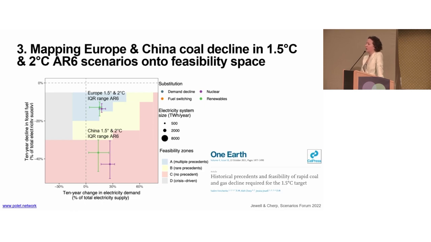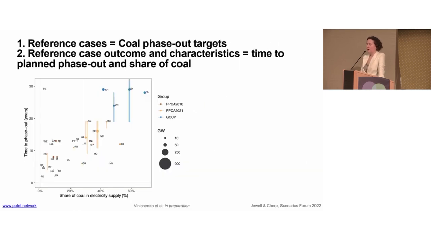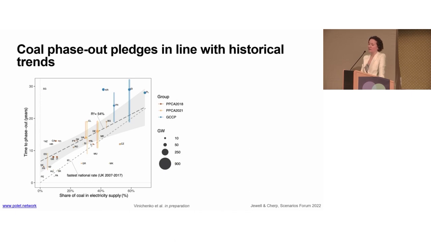So one of the things we've done recently, and this is work in progress, is to build a database of all plans to phase out coal. So these are pledges and plans to phase out coal in different countries. And we looked at the reference case characteristics of the time to the planned phase out, so how long the country is planning for its phase out, and also the share of coal on the x-axis. And we see a very clear relationship between the time to phase out and the share of coal in electricity.